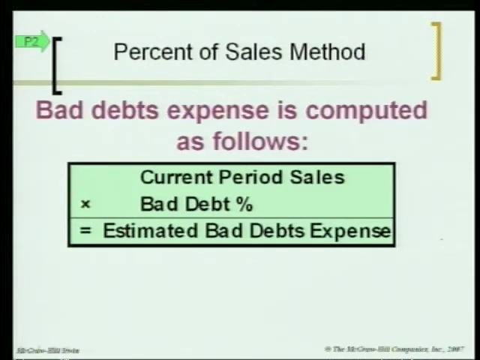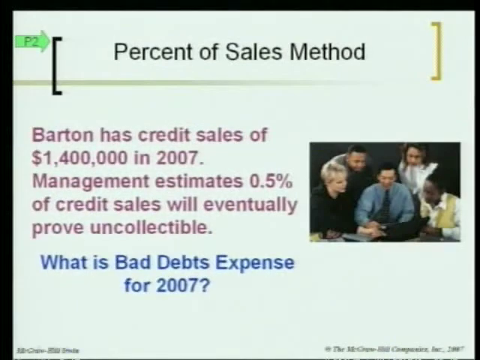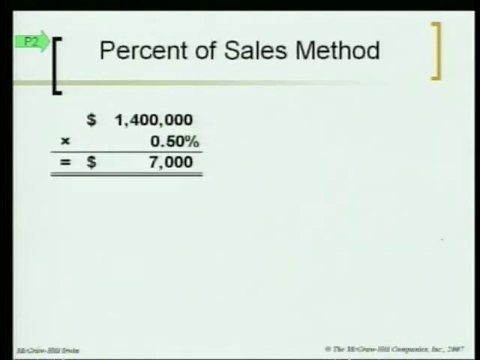I can show you this little formula, but let's look at an example to be more clear. Barton has credit sales of $1.4 million in 2007. Management estimates that 0.5% of credit sales will eventually prove uncollectible. What is bad debt expense? Well, what is 0.5% of 1.4 million? Well, 0.5% of 1.4 million is 7,000.